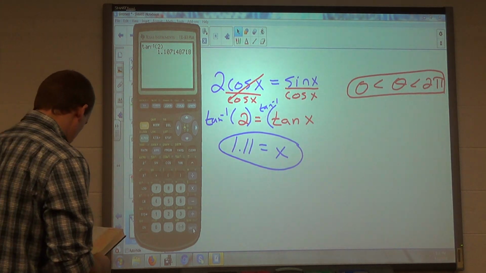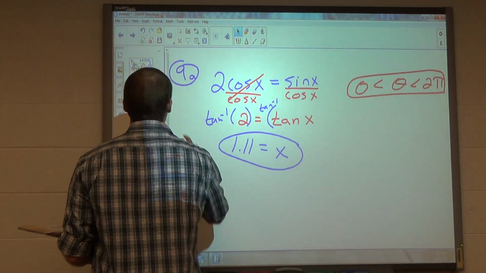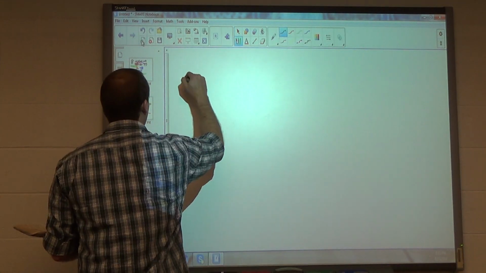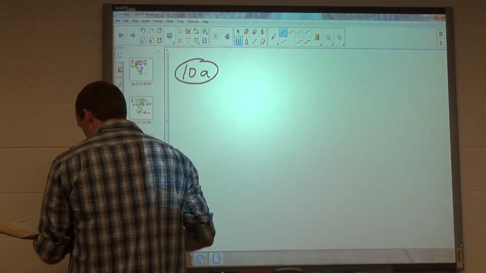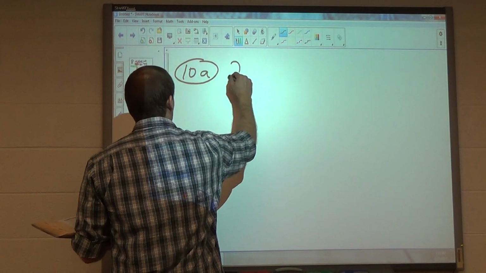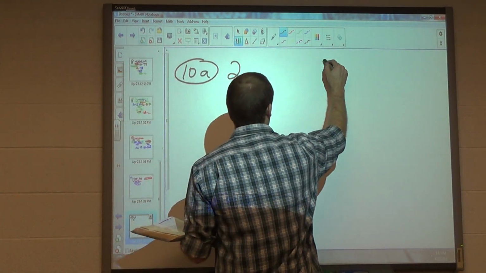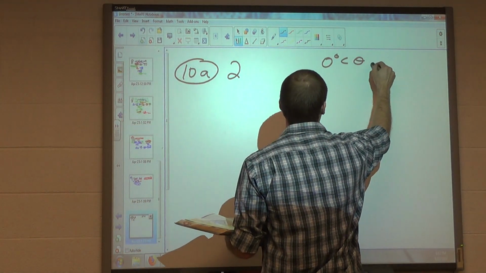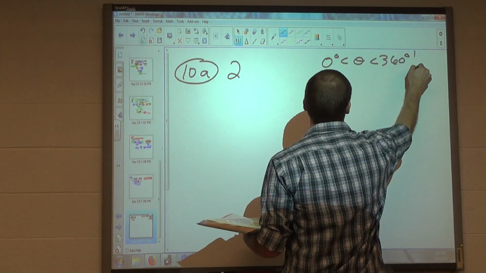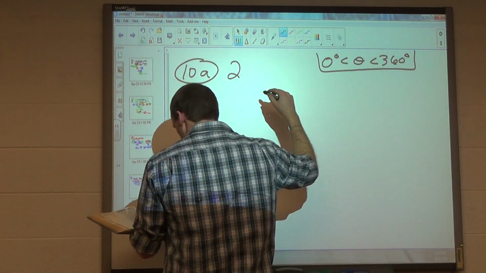Alright, let's look at like 10a. Okay, so if I do 10a, I'm solving again. This one says 0 degrees is less than theta, which is less than 360, which means I'm in what mode? Degree mode?